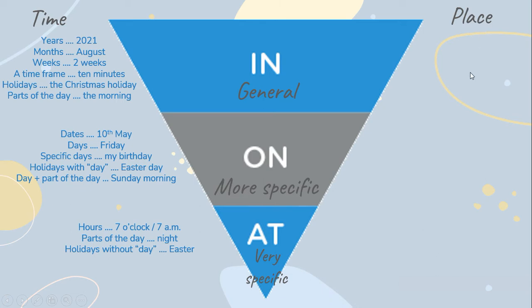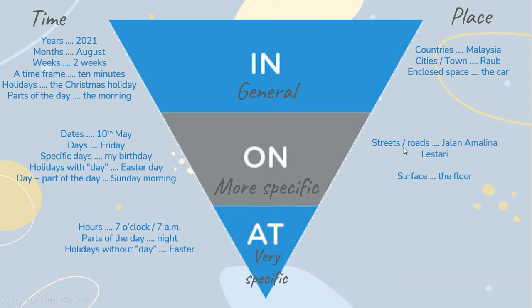Next one. Place. We use in for countries. In Malaysia, cities or town, in the town, enclosed space, in the car. Next one, streets or roads, on Jalan Amalina Lestari, surface, on the floor. Address, at 45 Jalan Lipis, specific location, at the bus stop.